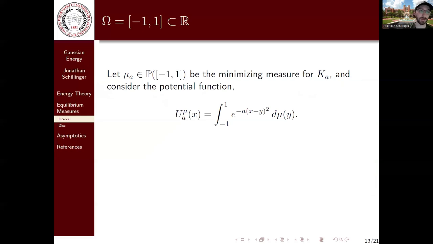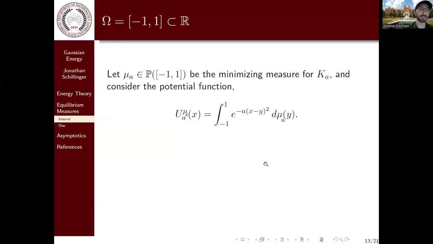So mu_a is going to be the optimal measure for the Gaussian kernel of parameter a. Now, what happens if we integrate this once? So what does our potential look like? Well, it looks exactly like this, which isn't interesting. Now I know on the support, this thing needs to be constant. How do I leverage that to tell me what this measure might be? Well, here's what I'm going to do.